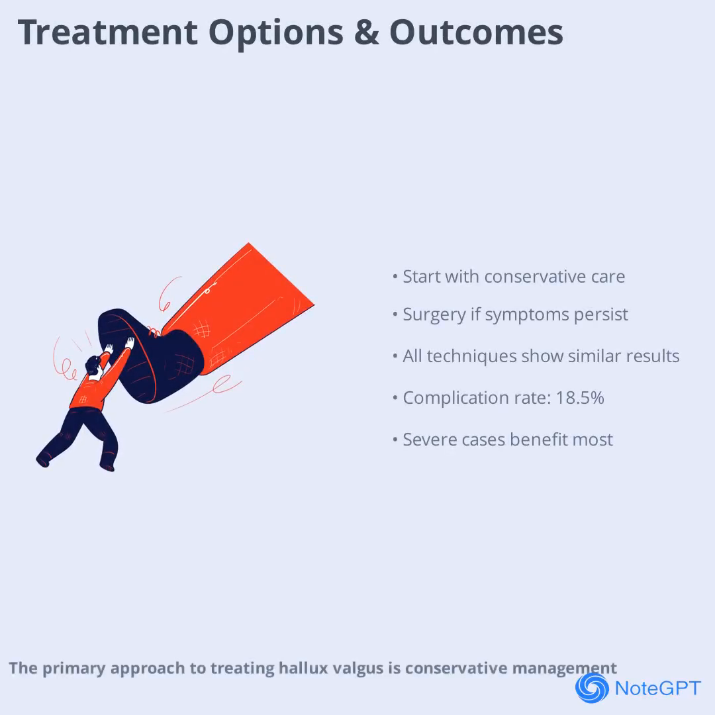The primary approach to treating hallux valgus is conservative management, which includes patient counseling, pain medication, footwear adjustments, physical therapy, and orthopedic aids like insoles or splints. If symptoms persist after about 3 months, surgical intervention may be considered. There are over 130 described surgical techniques, but the most common are joint-preserving osteotomies and joint-stiffening arthrodesis.